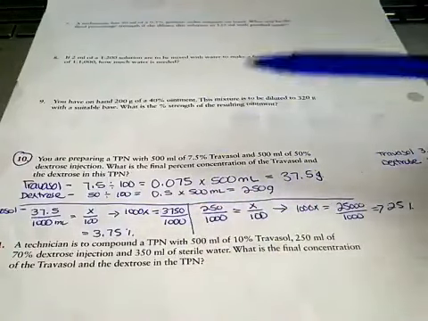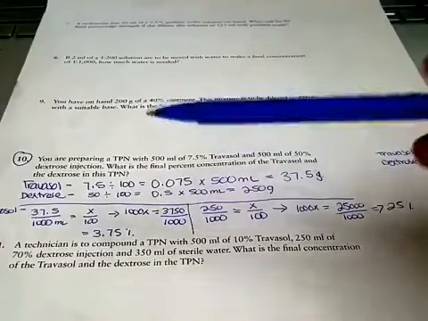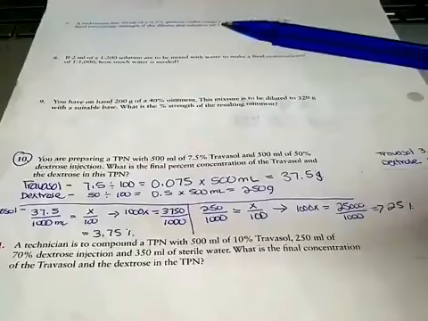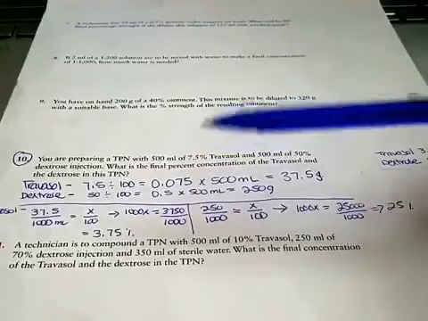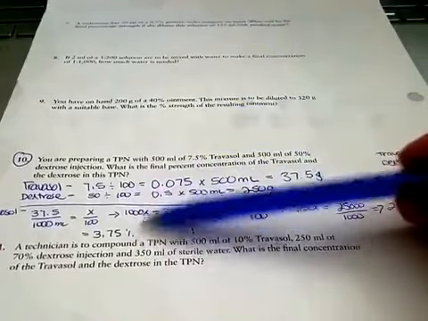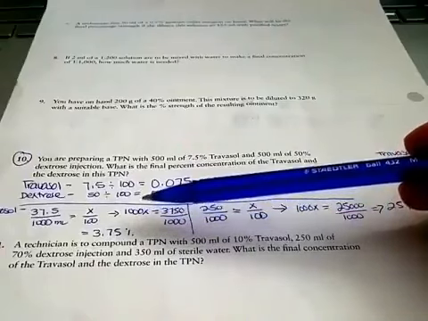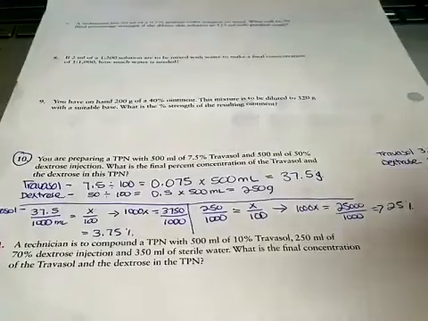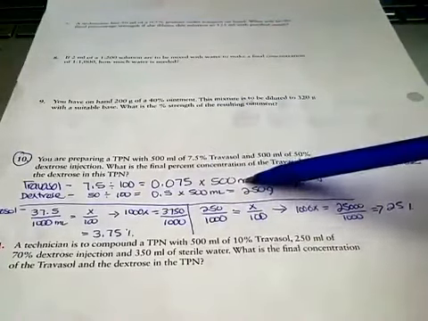Okay, or 3.7, however you want to put it out there. However your answer is available. Okay, so the Travasol in this solution, in this bag, is now 3.75% because it's been diluted from the original 500 ml.